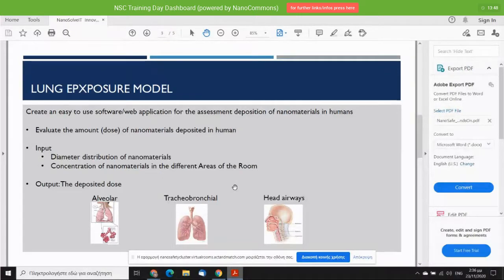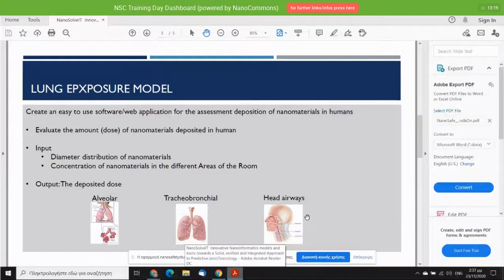So in the input, again, we need the diameter distribution of the nanomaterials, and if you see that correlated with the aerosol model, we need the concentration of nanomaterials in different areas of the room that we have partitioned. And the output is the deposited dose in these regions of the human body.